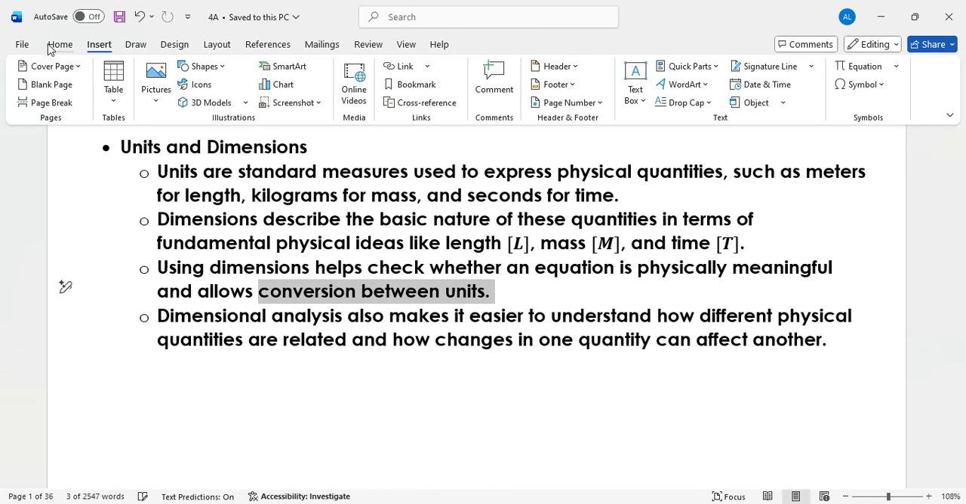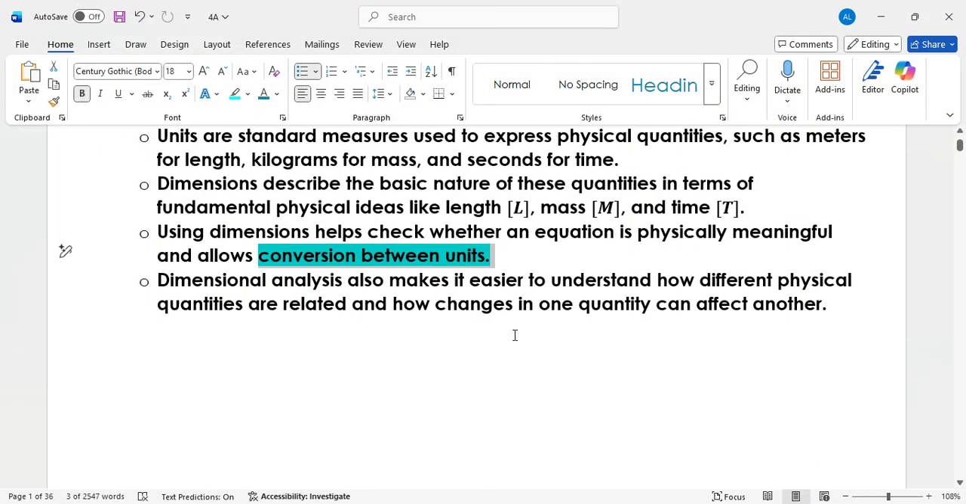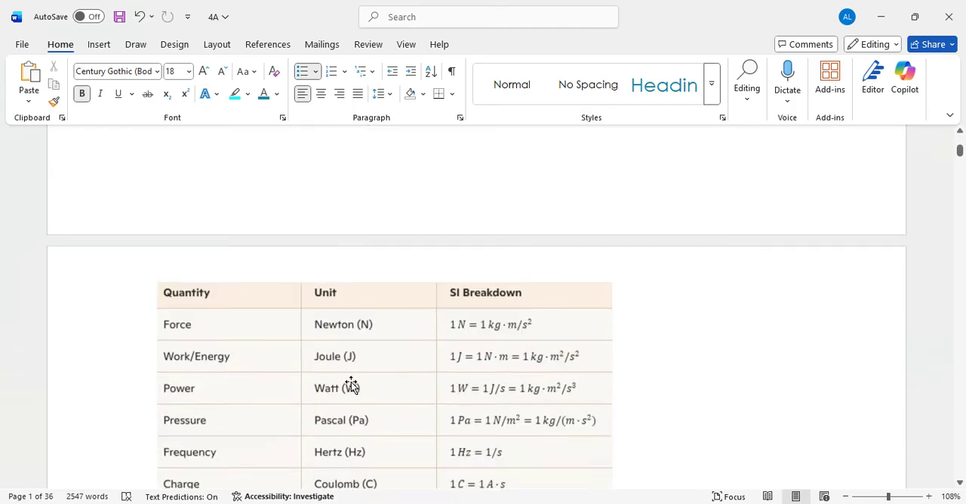So this is going to be a very important part for the MCAT. The conversion part is going to be incredibly important, because many of us struggle with doing calculations without a calculator. So this is where you'll have to focus, especially with questions like these. Dimensional analysis also makes it easier to understand how different physical quantities are related and how changes in one quantity can affect another. So that's very important.